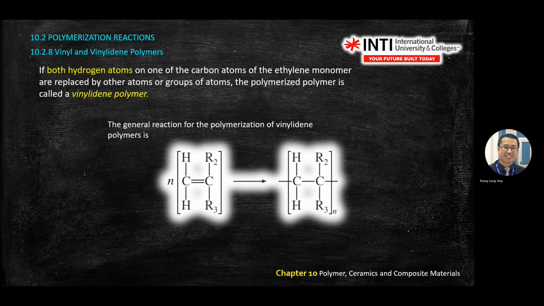Okay. So this one I showed you just now. So what happens if two hydrogens are changed? Just now, ethylene has 4 H, but when you replace one of the H, it becomes a vinyl polymer. If you replace two, it becomes another name, vinylidene polymer. Again, I won't ask you this one in your assessment. You just need to know that when you change something in there, they are given different names. Okay.